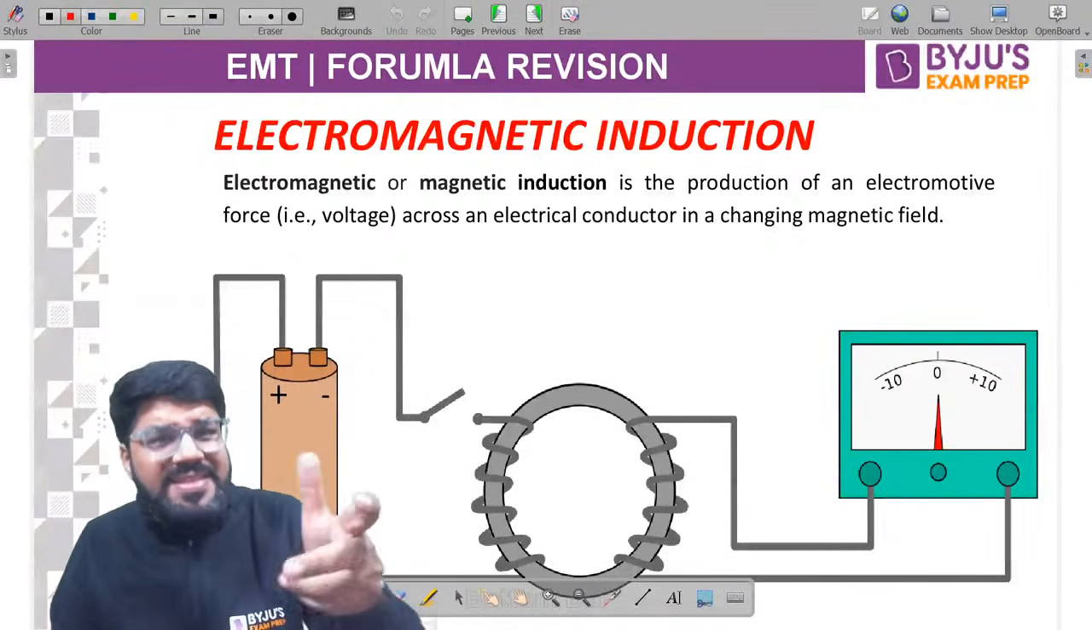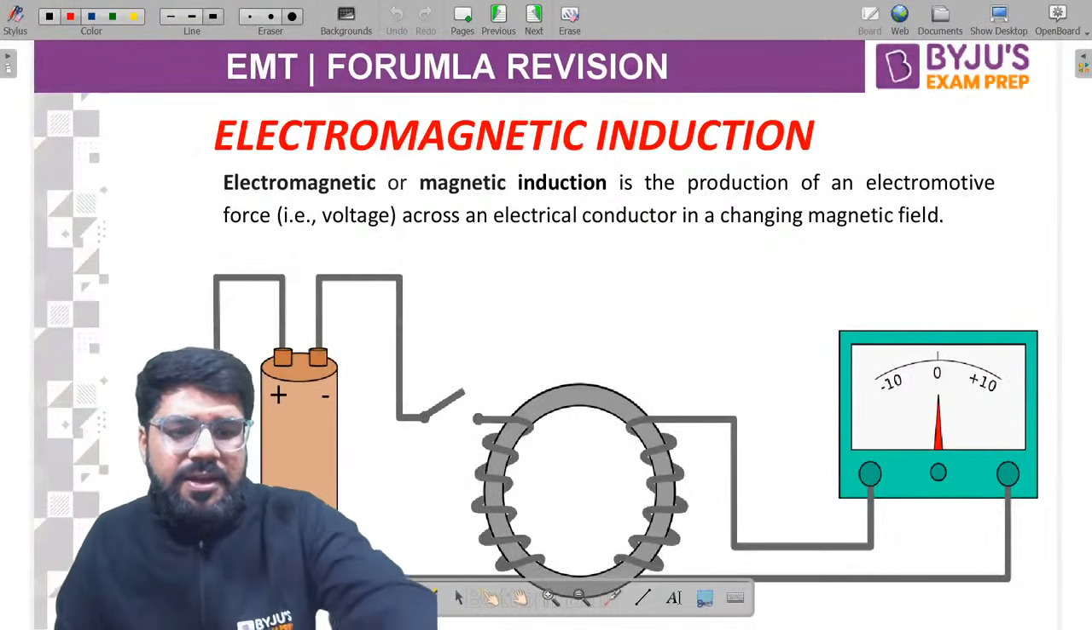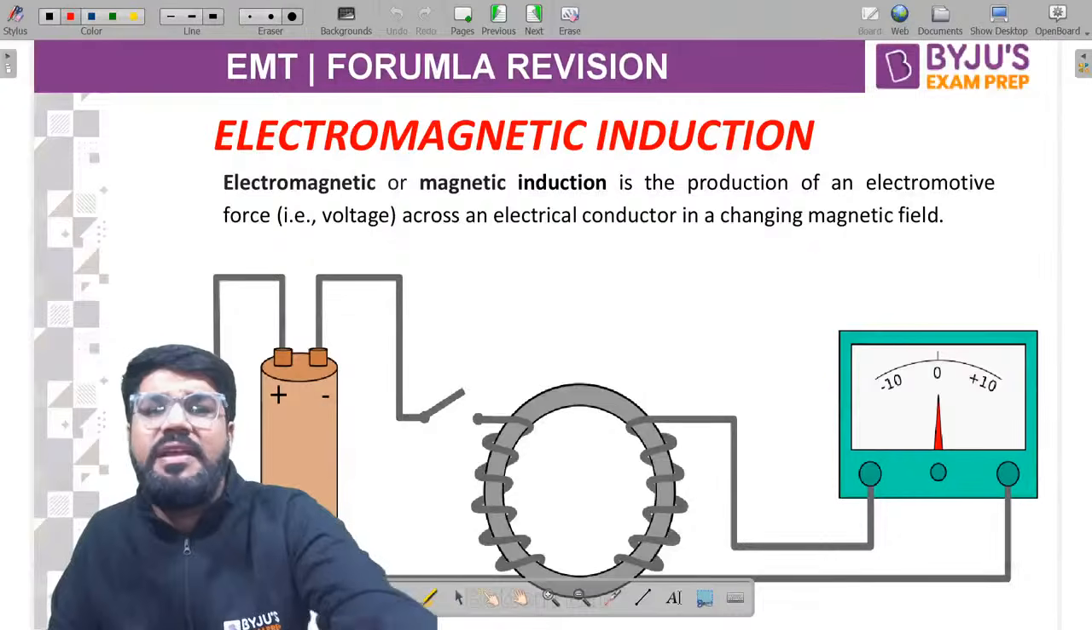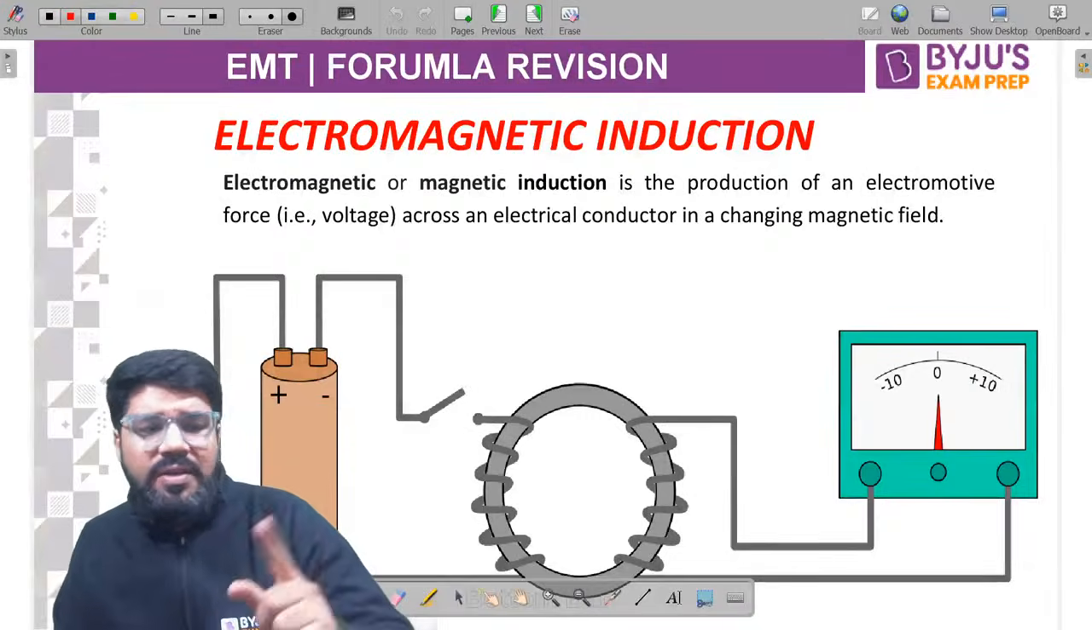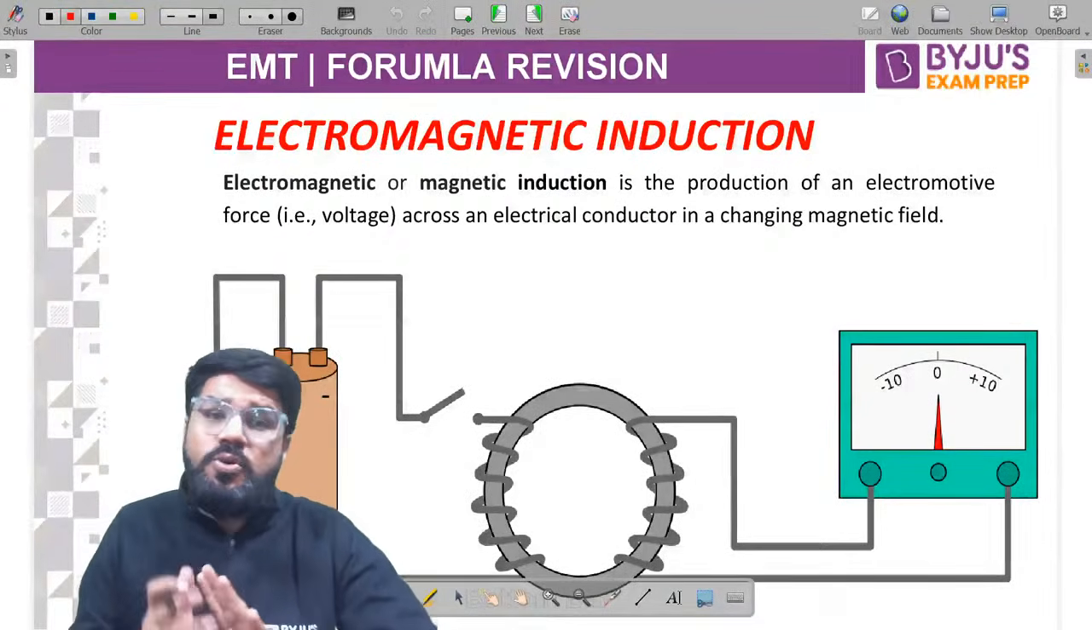This was one such apparatus used by Faraday. There were several. Whenever a law comes up as an experimental result, there is not only one experiment; there are several experiments to back up that law.